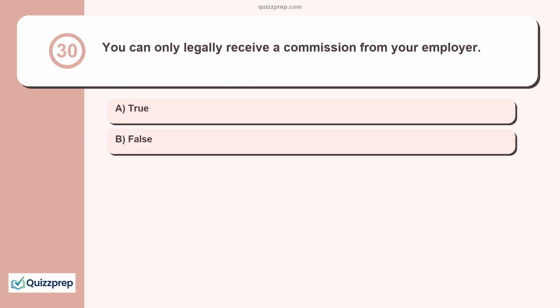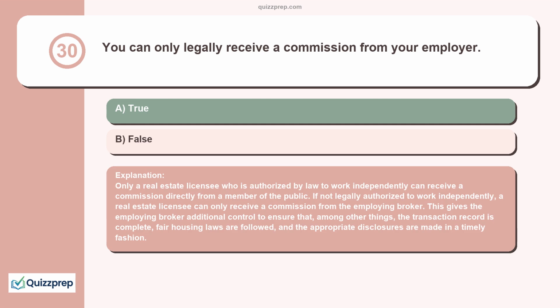Question 30. You can only legally receive a commission from your employer. True. False. Only a real estate licensee who is authorized by law to work independently can receive a commission directly from a member of the public. If not legally authorized to work independently, a real estate licensee can only receive a commission from the employing broker. This gives the employing broker additional control to ensure that, among other things, the transaction record is complete, fair housing laws are followed, and the appropriate disclosures are made in a timely fashion.